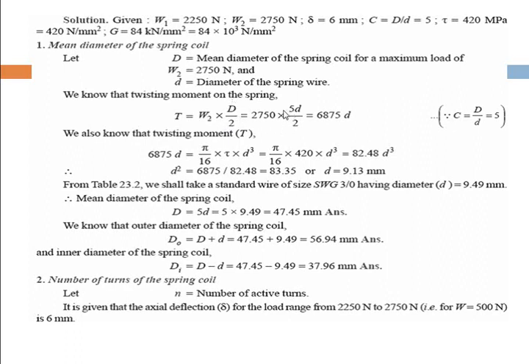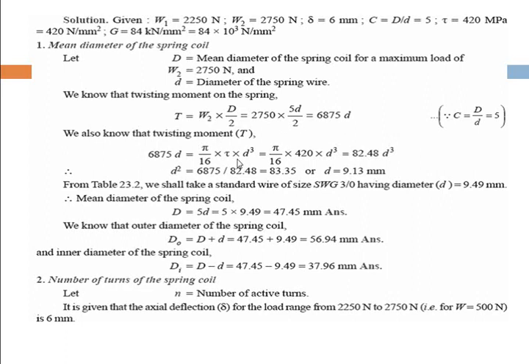2750 into capital D, which will be C times small d, right? That capital D will be C into small d, that is 5 times small d, 5d by 2, giving 6875 d. So the torque is in terms of d.